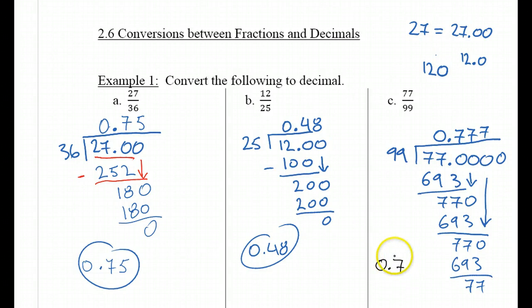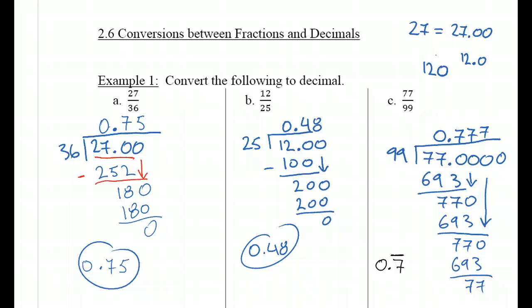0.7, and then we're going to put a little bar like this above the 7. And what that says is that the 7 is going to repeat on forever. So 0.7777. Okay, that's one way of writing it. So that shows that it's repeating. Or there's another way we can write this answer, and I'm going to do that one in red.